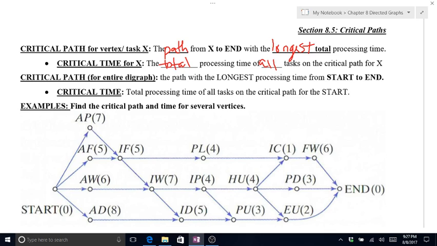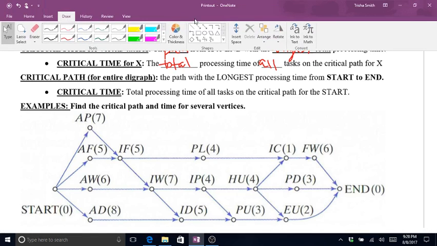Your critical path for the entire digraph is the path with the longest processing time that goes from start to end. So your critical path for a vertex may start in the middle of the digraph and go to the end. Or it may start somewhere around the beginning and go to the end. Your whole entire digraph has to go from beginning to end. And again, the critical time is still the total processing time of all the tasks along that path from the start to the end. So, let's find some critical paths here.